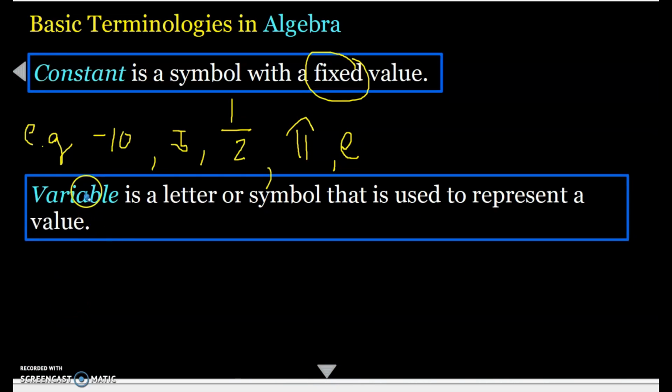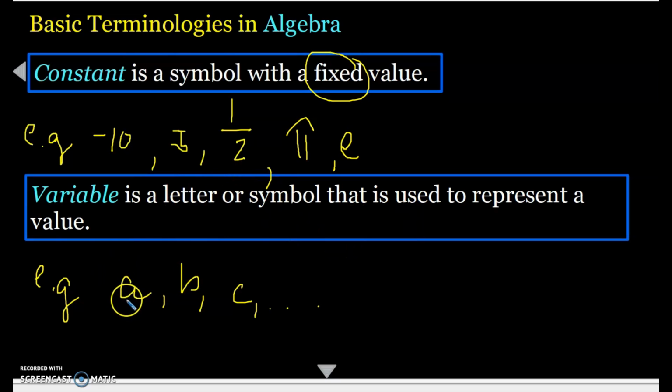The next term is what we call variable. A variable is a letter or symbol that is used to represent a value. If constant refers to fixed, unchangeable, a variable is mostly given in the form of letters, and these letters are used to represent a value or values. Like any letter in the alphabet, A, B, C, and so on. All letters in the English alphabet are considered variables, and based on the definition, they are used to represent values.